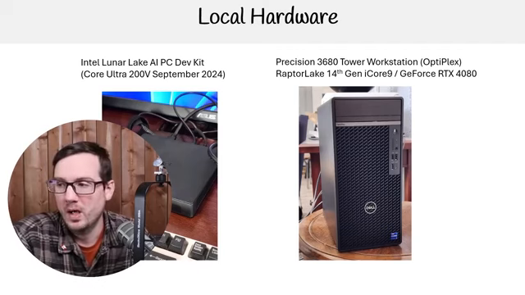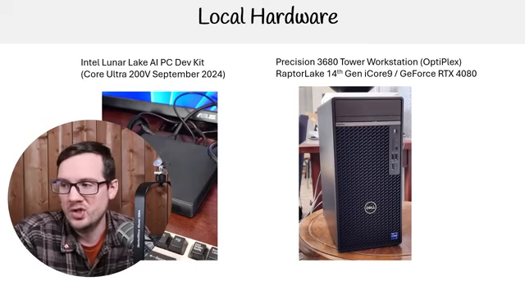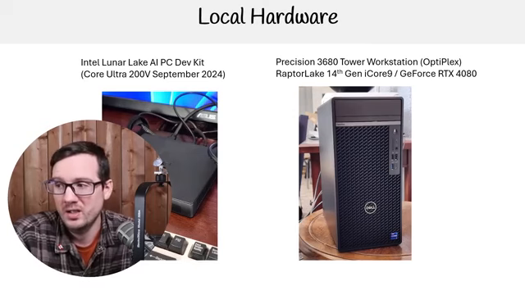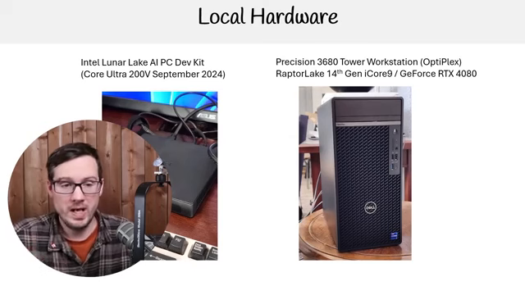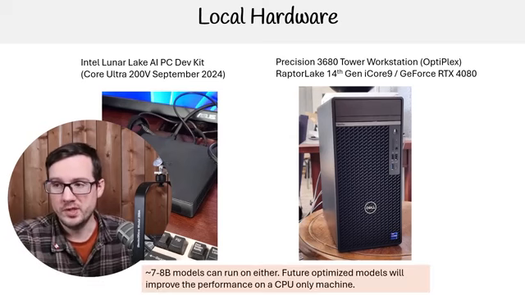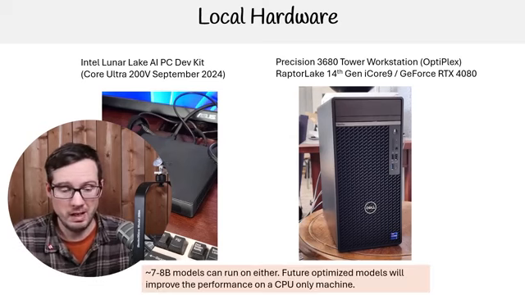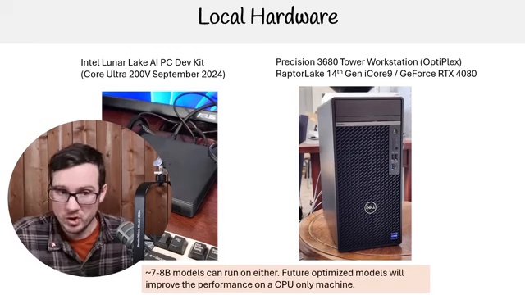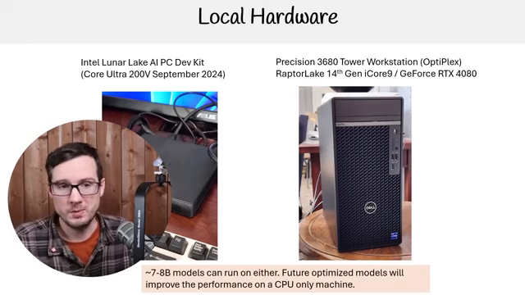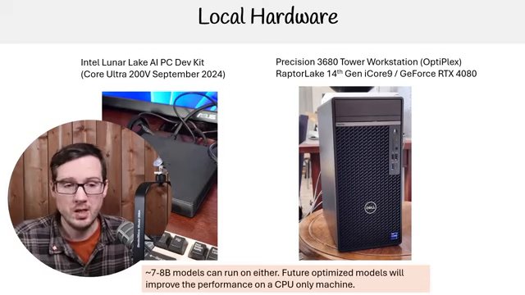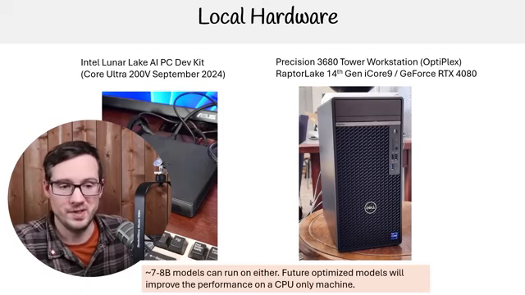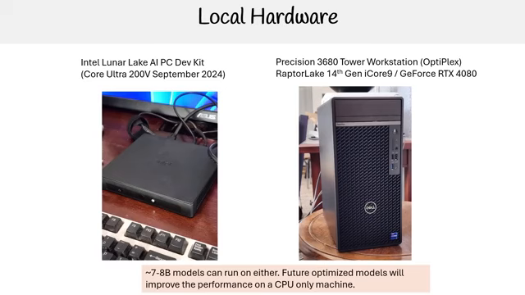It is a 14th generation Core i9, and I have a GeForce RTX 4080. I ran this model on both of them. I would say that the dedicated graphics card did do better because they just generally do. But from a cost perspective, the Lake AI PC Dev Kit is cheaper. You cannot buy the one on the left-hand side because this is something that Intel sent me.